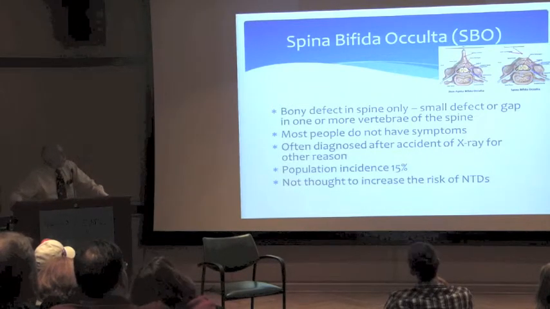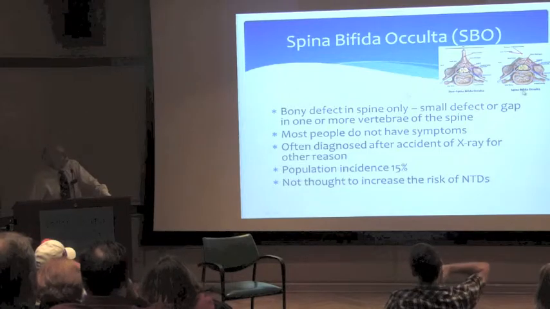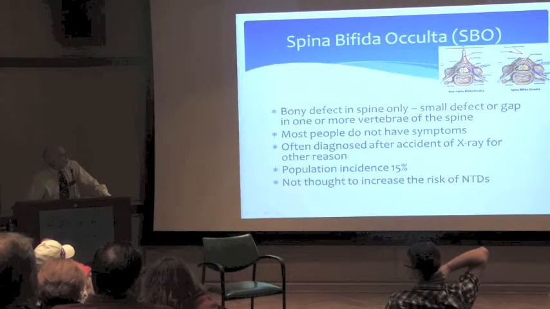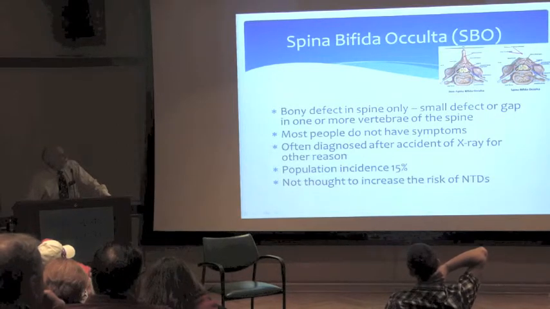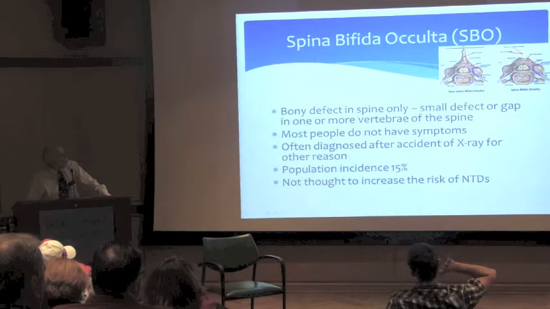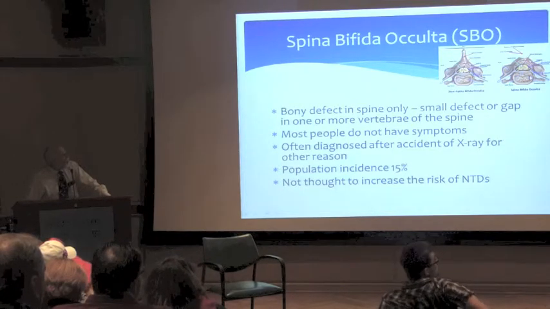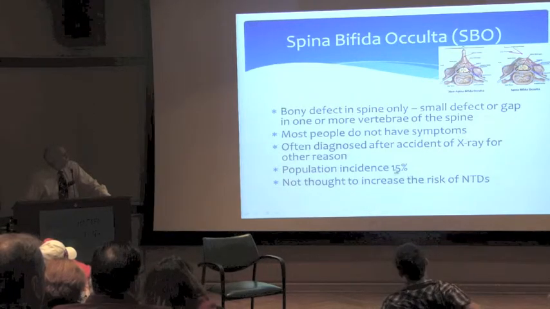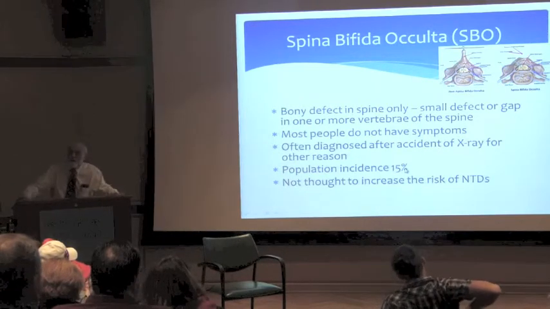So again, Dr. Walker talked about the spina bifida occulta. We won't talk about it today, but it's really a local gap that you see on X-ray but doesn't have any other definite secondary findings. We're not going to talk about that in detail. Most people don't have symptoms. Population incidence is 15%, which is 1 in 6.